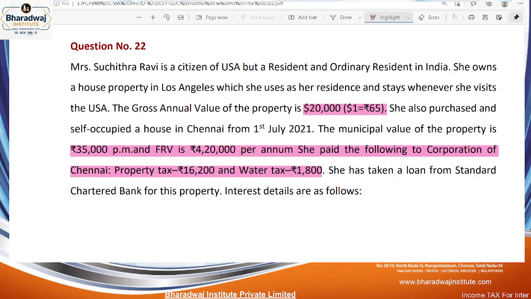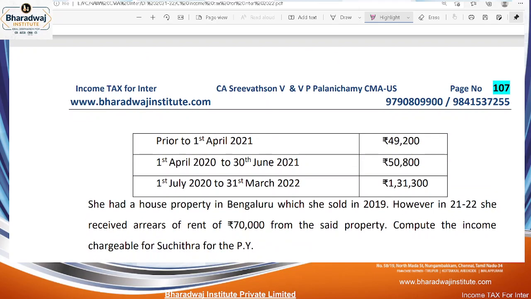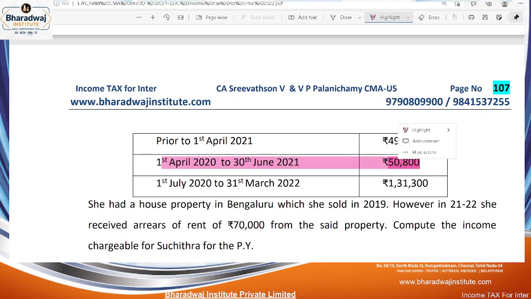She is a resident and ordinarily resident, so all incomes, global income, is taxable. In Los Angeles, she is holding a property, but of course, she is using it for her own residence. The loan from Standard Chartered Bank is given to us. Prior to April 2021, 1st April 2020 to 31st June 2021, 1st July 2021 to 31st March 2022, like that it is given. So we are given interest for different periods.